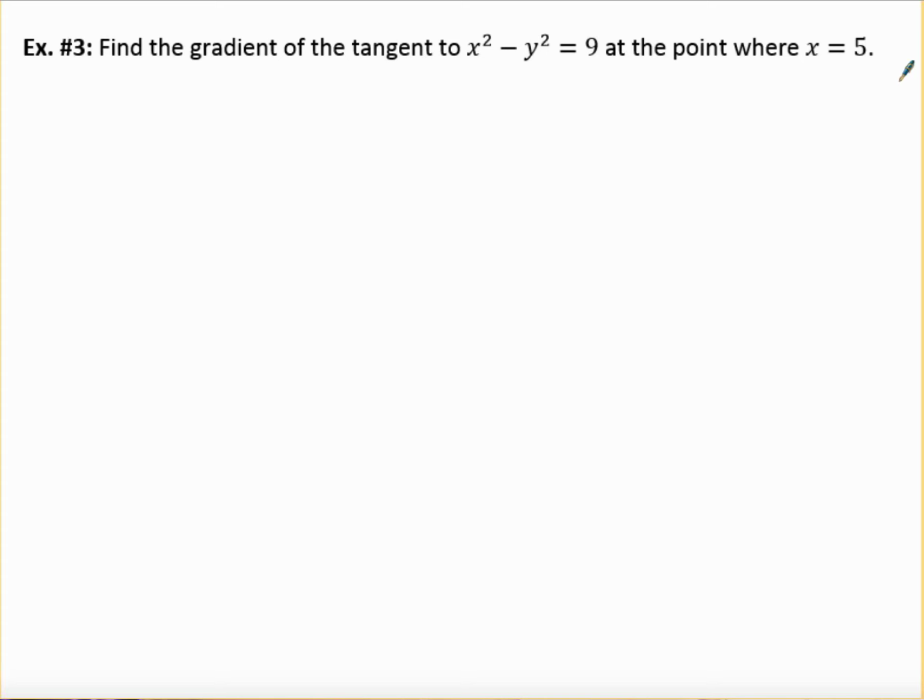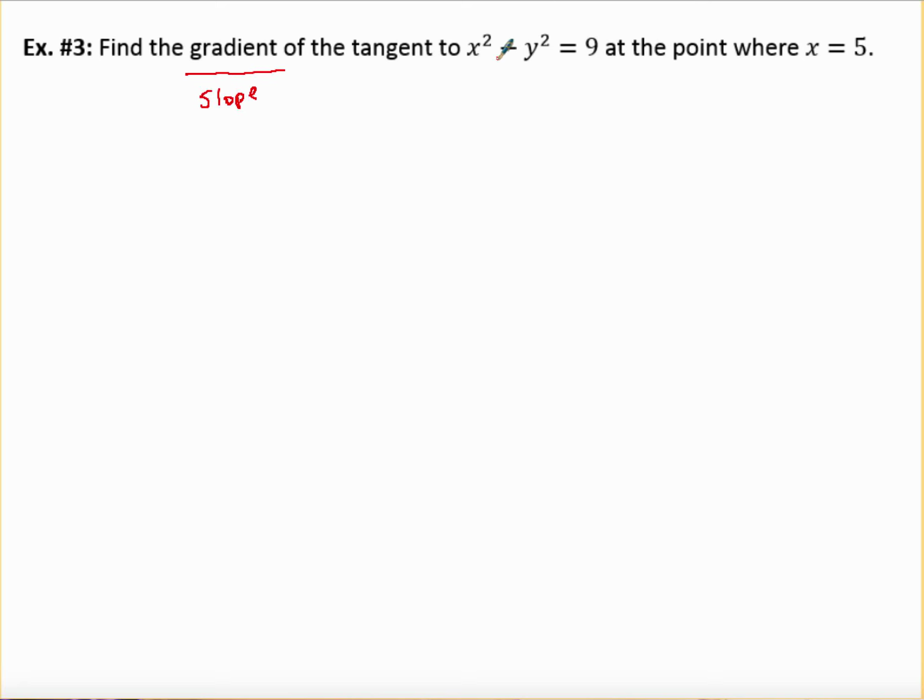Here we go. And this is example number 3. All right, here we go. So, example number 3, we're going to find the gradient of the tangent to x squared minus y squared equals 9 at the point where x is equal to negative 5. All right. So just like last time, we're going to take the derivative. Now, here's the deal. To find the gradient, that's a fancy way of asking you to find the slope or the derivative, okay? And the tangent line, the tangent is the slope that we normally find, okay?